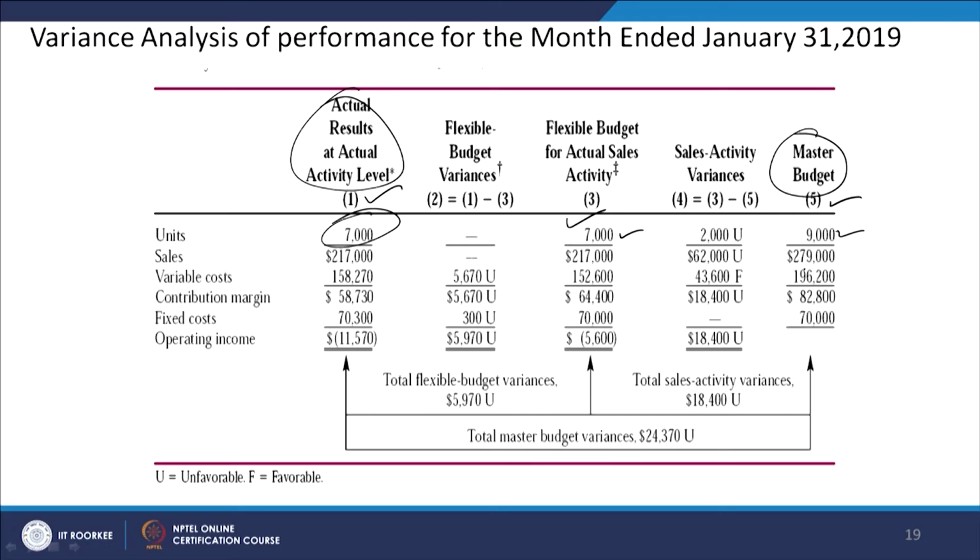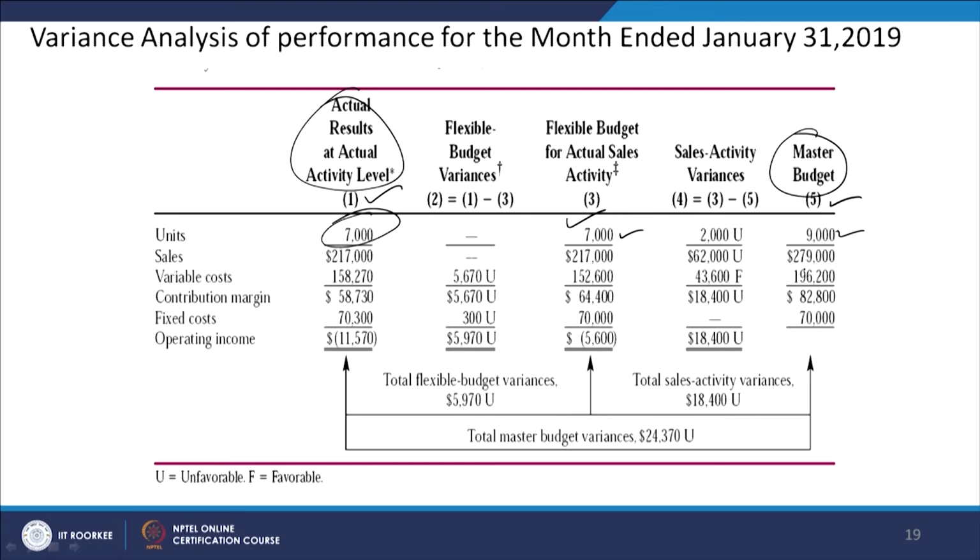Now, the variable cost. Variable cost certainly has to be favorable because the variable cost for the 9000 units is more as compared to the variable cost for the 7000 units. The variable cost for the 9000 units was 1,96,200 and the variable cost expected for the 7000 units is 1,52,600. So, naturally the variance has to be there, and in this situation we have found a favorable variance, that is 43,600, right.